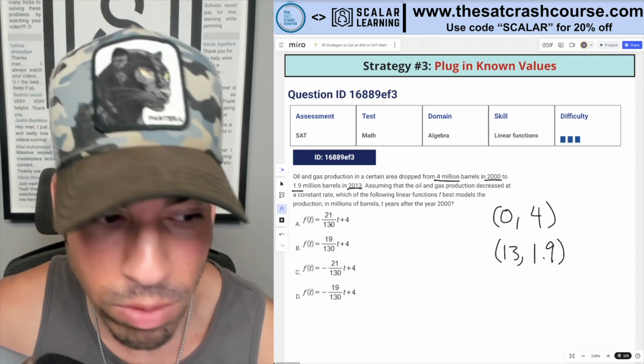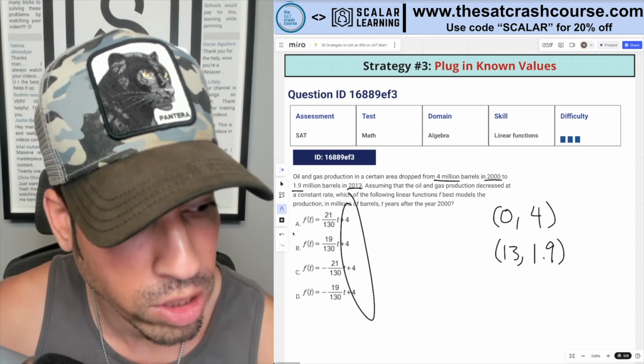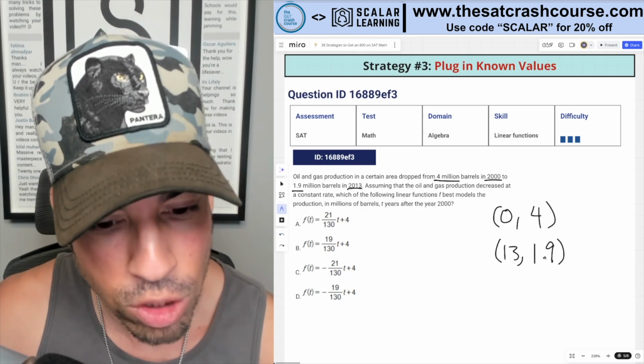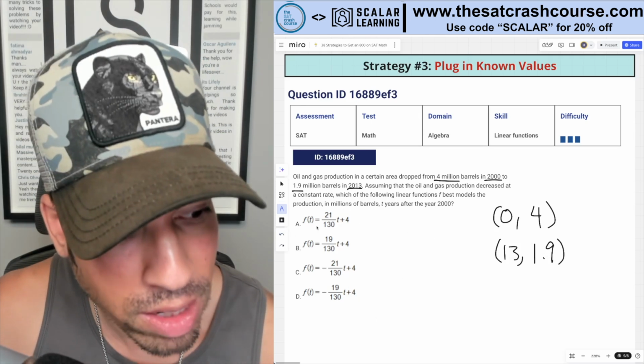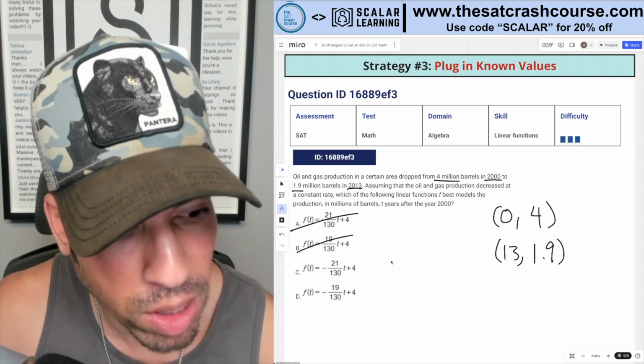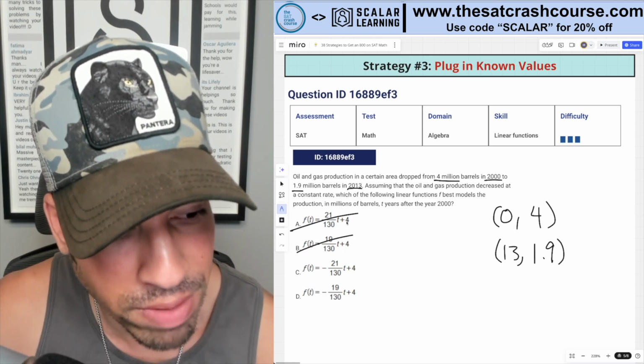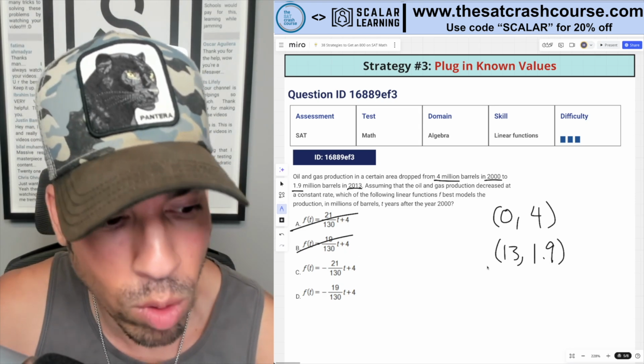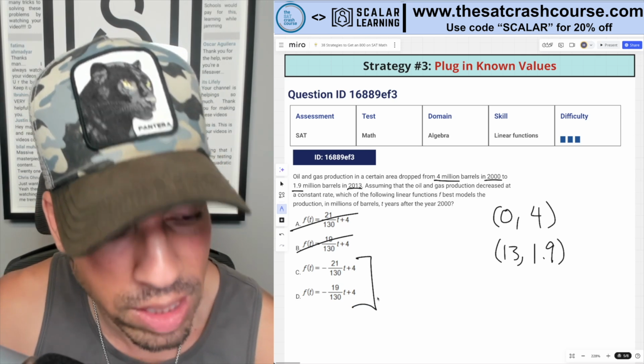Okay, that's all of them, right? For every single one, they have a y-intercept of 4, so that's not going to help. But this one should help. I can already eliminate A and B because I know if I plug in 13, it's going to be a positive value plus 4. That's going to be bigger than 4, not 1.9. So now I'm down to these two options.